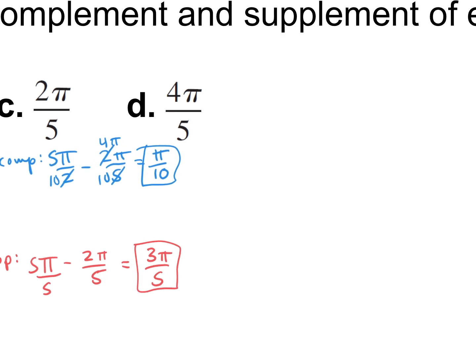How do you know whether it's complementary or supplementary? Complementary add up to what? 90. Supplementary add up to 180.